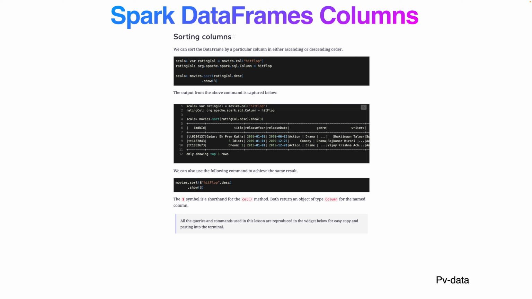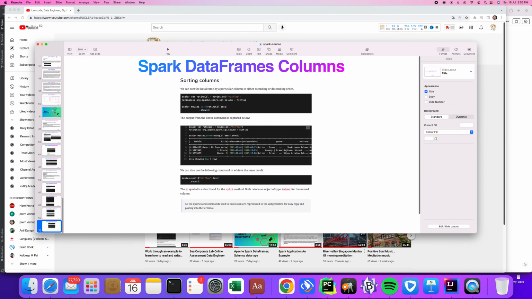Next one is sorting. Sorting is also simple: we just write movie.sort with the column name, and then it sorts. If you see this, this is the result. Now we are going to go through the example.